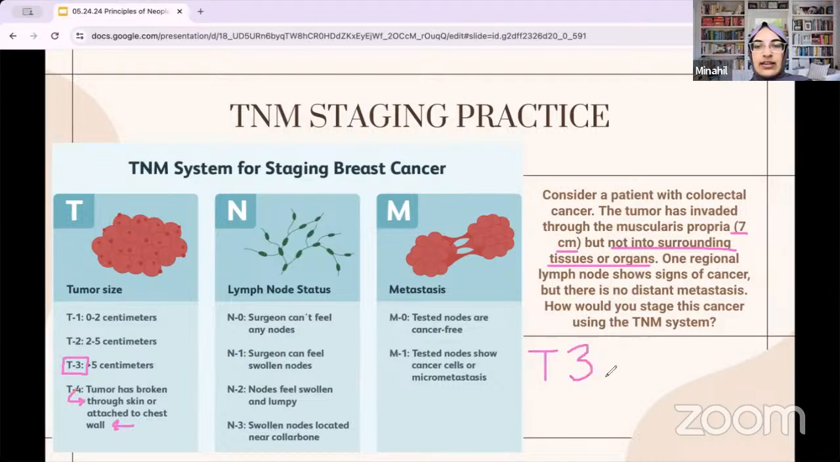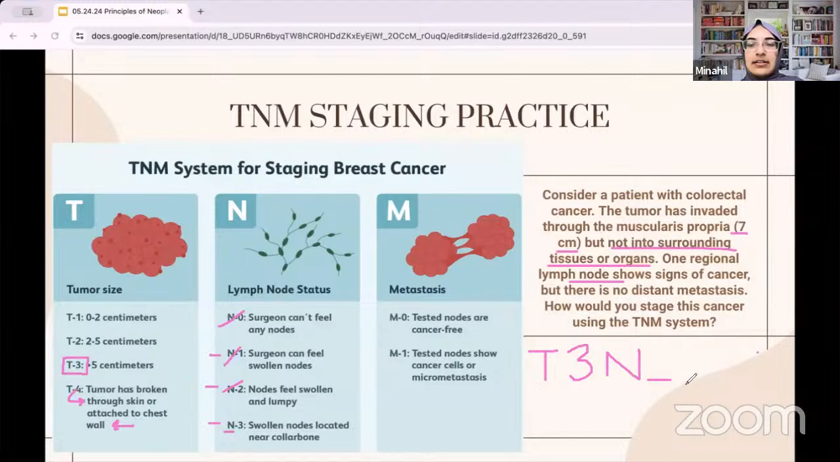Okay, and then as for the N, it can't be N0 because there is a feeling of lymph node. Now, how specific are these lymph nodes? I would have to grade this anywhere between... hold on, where's it gone? Okay, no worries. Basically, since the surgeon can feel nodes located near the lymph node, and it didn't specify, you would be correct if you called it N1, N2, or N3. I'll give it to you because it didn't specify. Here I called it an N3, but anything from N1, N2, N3 would have been sufficient if you had enough information.